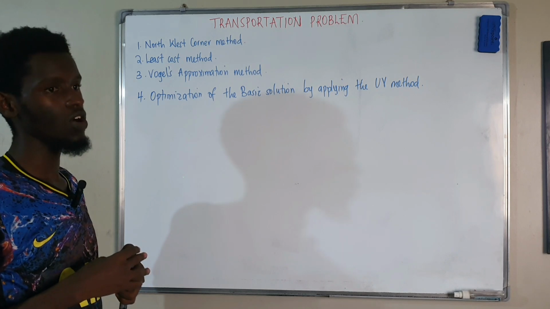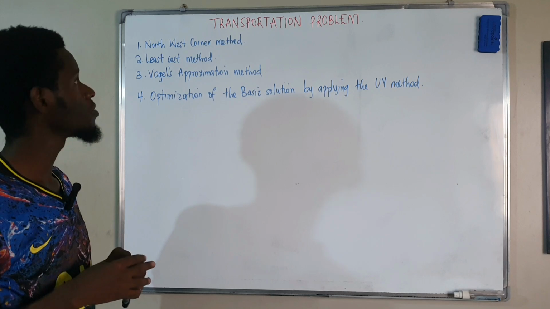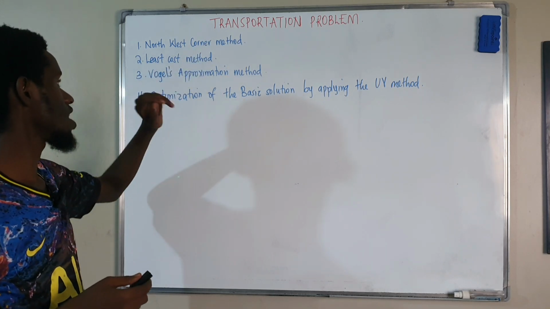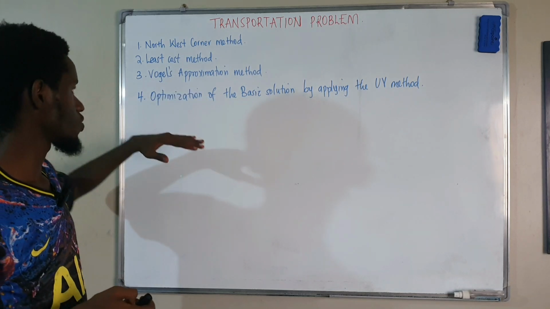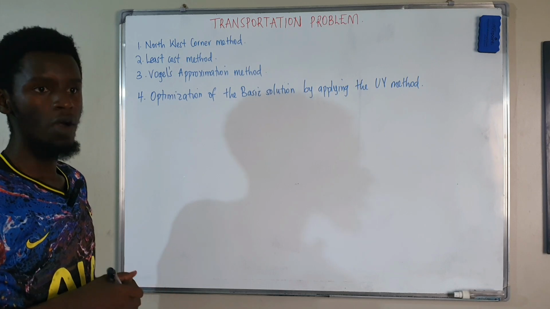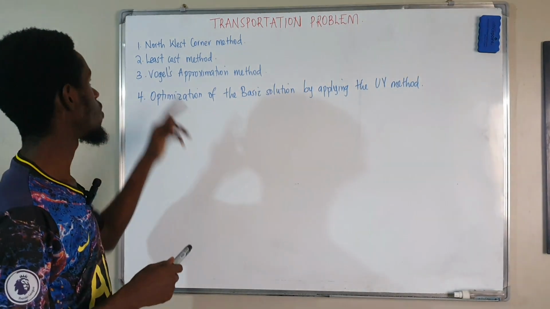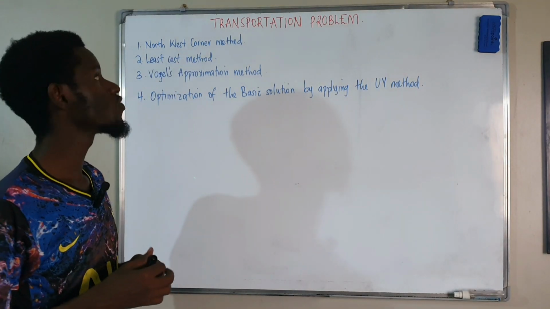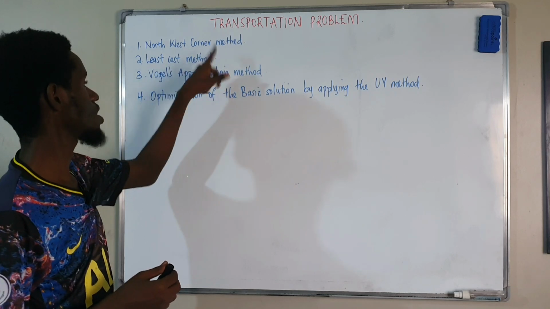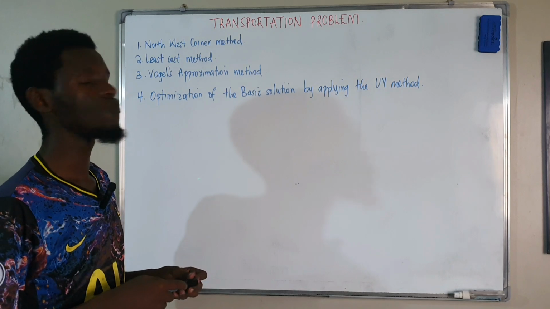Today, we shall just deal with the three methods we use to solve the transportation problem, namely the northwest corner method, the least cost method, and the Vogel's approximation method. And then we shall see how to optimize the basic solution using the UV approach. Members, without wasting any time, let me take you through how we use the northwest corner method, and we shall also see the least cost method and Vogel's approximation, and lastly how to get the basic solution using the UV approach.